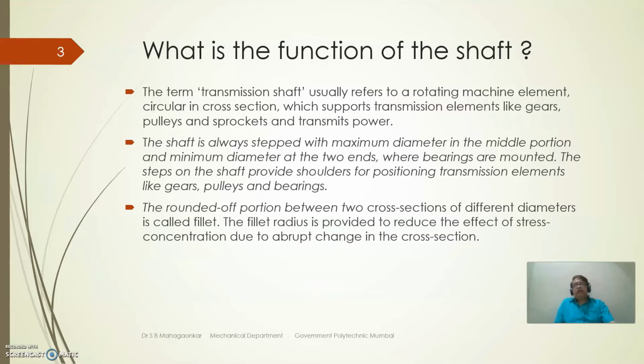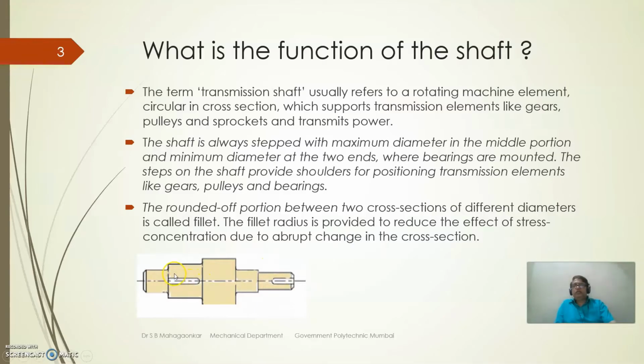The rounded-off portion between two cross sections of different diameters is called a fillet. When you make a stepped shaft, you generally get very sharp corners at that point. So we have to provide a fillet radius so that the stress concentration will be reduced.